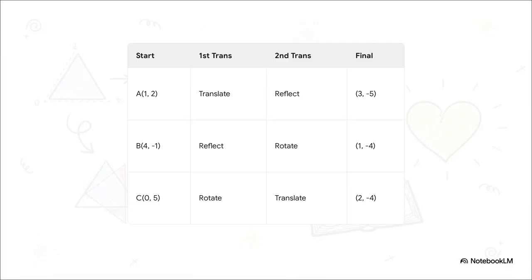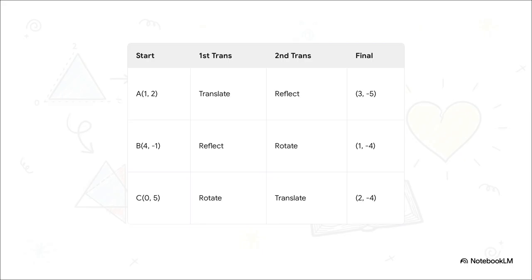Now, what's really interesting about this slide is the undeniable pattern you see when we lay it all out in a table. The first 2 rows are exactly what we just did, but check out that third row, example 3. We have point C starting at 0, 5. Its first move is a 180-degree rotation. The rule for that? Super easy, just flip both signs, taking it down to 0, -5.